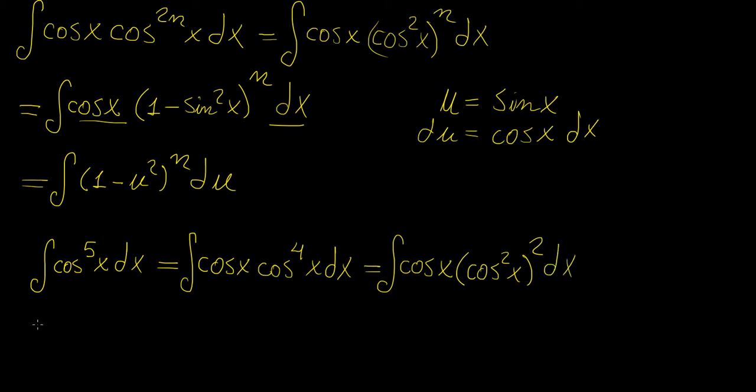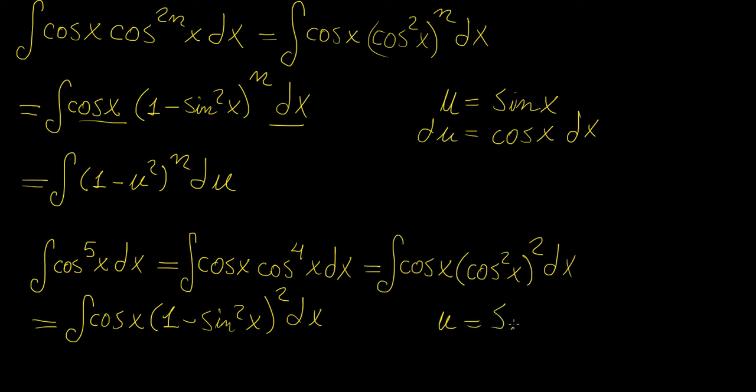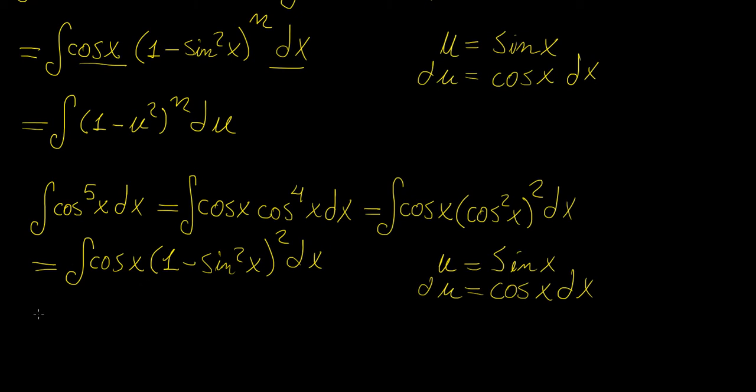And now we make the substitution here. So we're going to have cosine x times (1 minus sine squared x) to the power of 2 dx. Now we can make the substitution u equals sine x, du equals cosine x times dx. And now we put that back in here, so this becomes (1 minus u squared) squared du. Now this is not too bad, we can perform that kind of expansion.